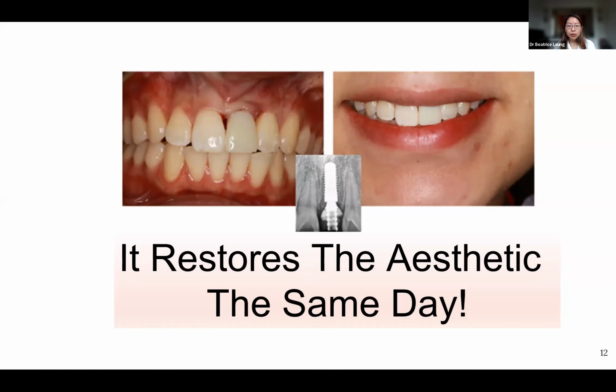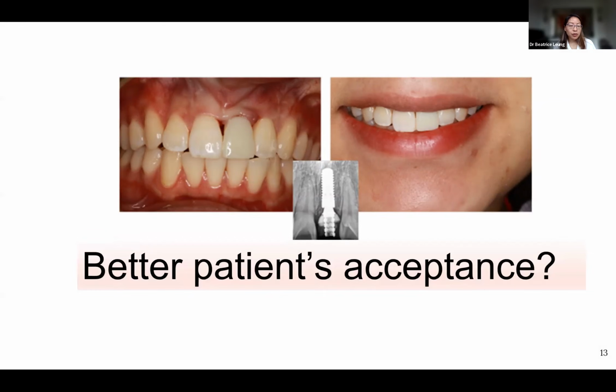Even if it's a temporary solution, it means a lot for the patient to not need to walk without a tooth for several months, or even to have to wear a flipper or an Essex appliance. Okay, the patient will accept this treatment a lot better.